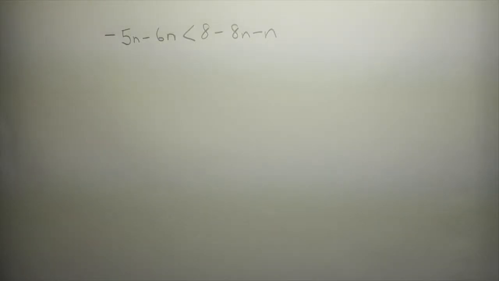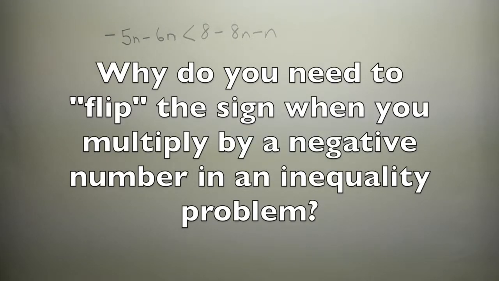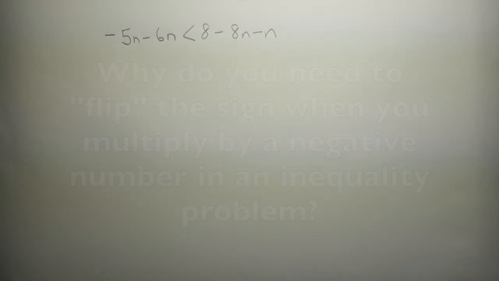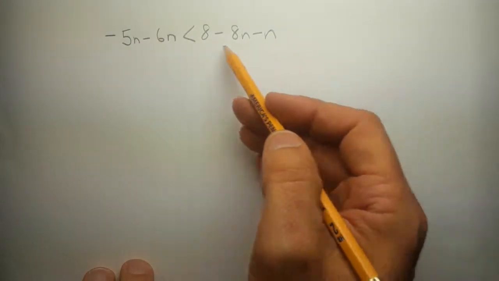Okay, what's up, people? Today we're going to take a look at inequalities. Specifically, we're going to look at why you need to flip the sign when you multiply by a negative number in an inequality problem. So we're going to do this by examining this problem we have right here, this inequality.